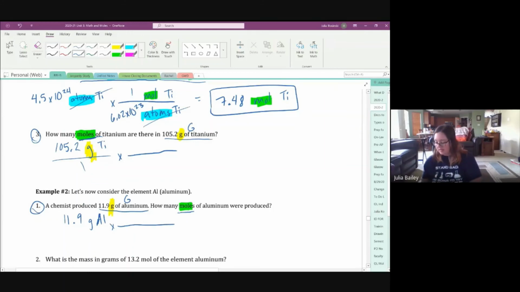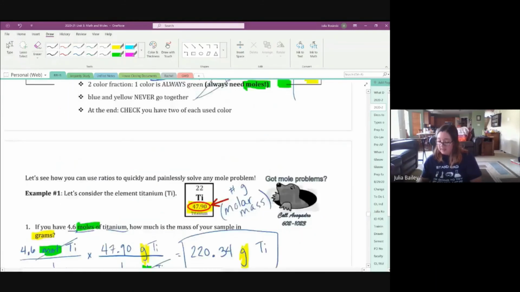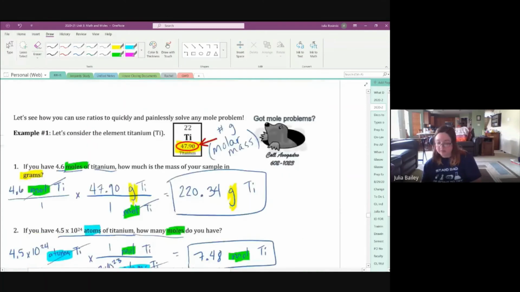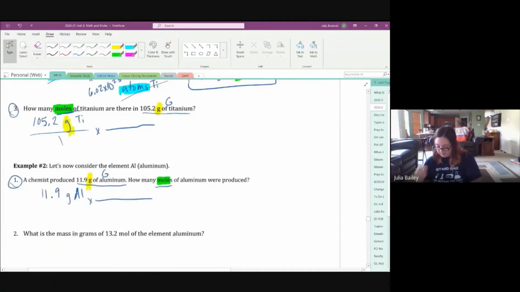And then my next step, once I've written the given over 1 and I know how many fractions, I take the unknown unit and element and put them on top of the final fraction. For both of these problems, the unknown is moles. They both say how many moles. For number 3, it's moles of titanium. For number 1 down here, it's moles of aluminum. But either way, my unknown is moles. I'm going to color code that green. Before, I forgot to color this gram.